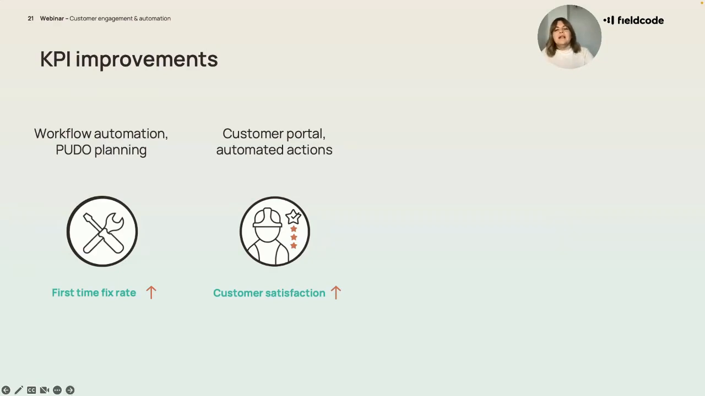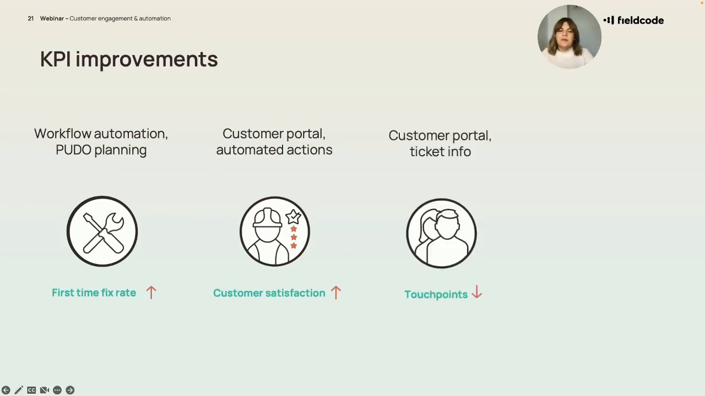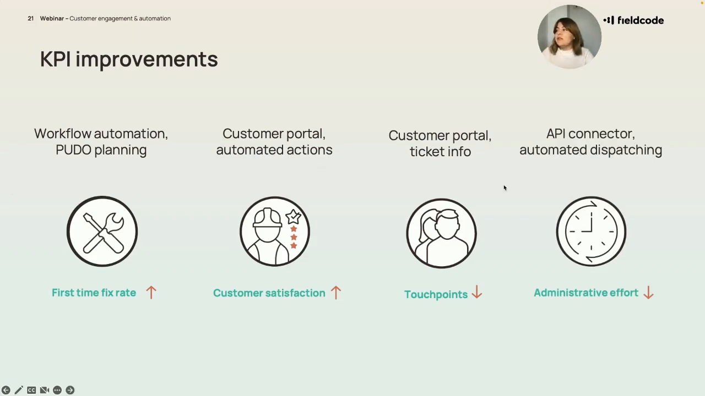This will significantly increase the customer satisfaction. And the fact that we have less touch points. So the more touch points we have, the bigger the potential of failure, of course. And through automating the majority of the touch points within your customer journey, you can then lower the risk of complaints and escalations, as well as, of course, the administrative effort.